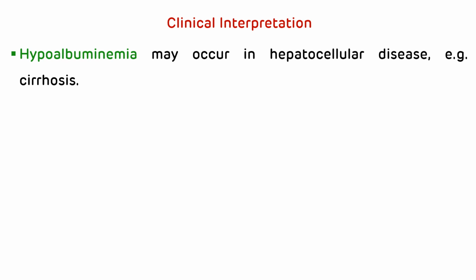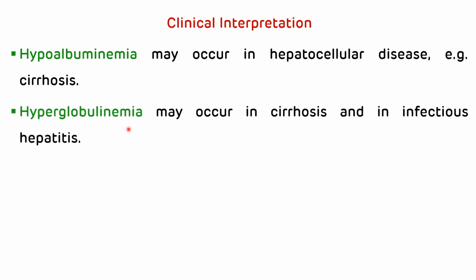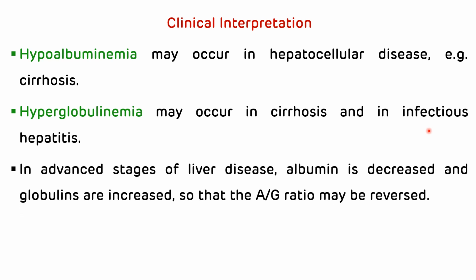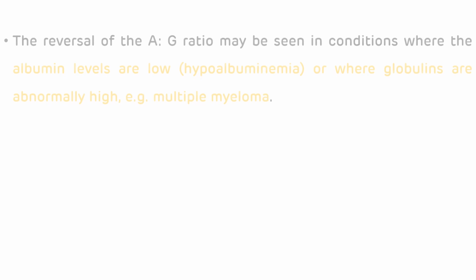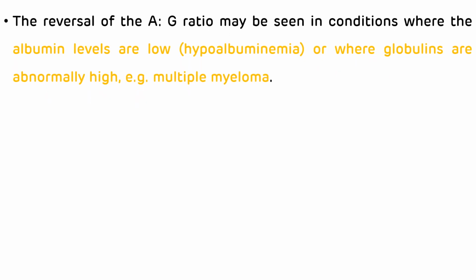Now clinical interpretation. Hypoalbuminemia, that is reduced albumin concentration, may occur in hepatocellular disease, that is in cirrhosis. Hyperglobulinemia, that is increased level of globulin, may occur in cirrhosis as well as in infectious hepatitis. And in advanced stage of liver disease, albumin is decreased and globulins are increased, so that A/G ratio may be reversed. The reversal of A/G ratio may be seen in conditions where the albumins are low and globulins are abnormally high, as seen in multiple myeloma.